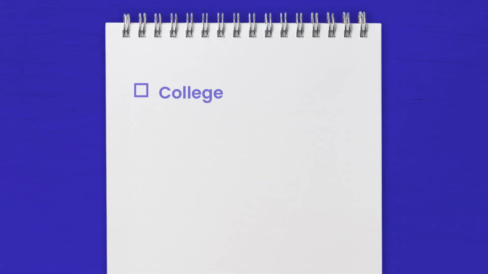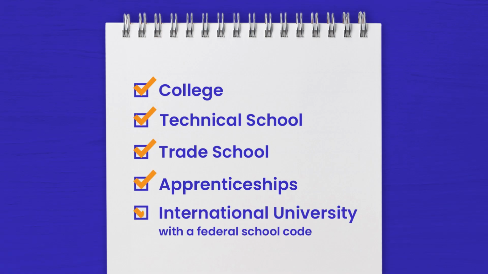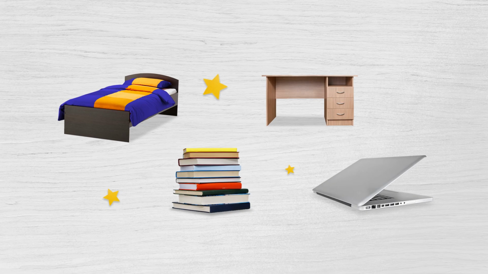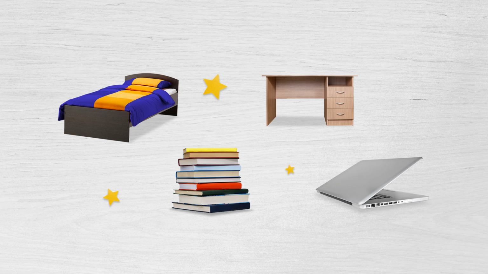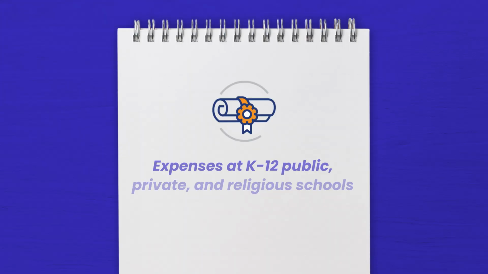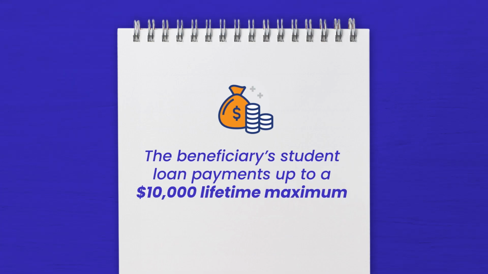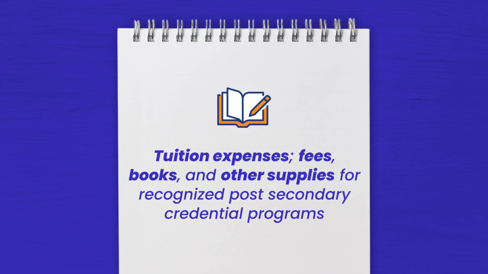Remember, your account can be used at virtually any U.S. college, technical or trade school, apprenticeships, and even international universities that have a federal school code for qualified education expenses, which may include tuition, fees, room and board, books, course-specific fees, and supplies. You can also use it for expenses at K-12 public, private, and religious schools limited to $20,000 per year per beneficiary, the beneficiary's student loan payments up to a $10,000 lifetime maximum, and tuition expenses, fees, books, and other supplies for recognized post-secondary credential programs.